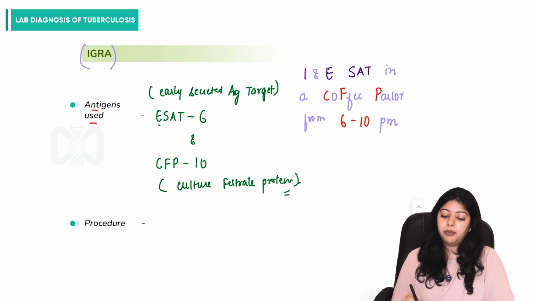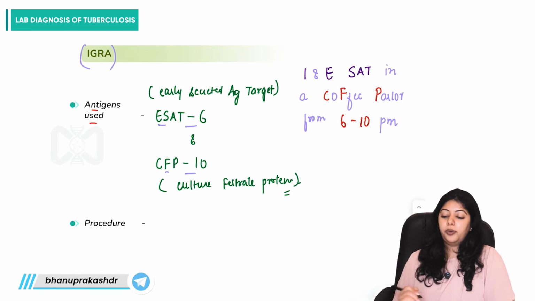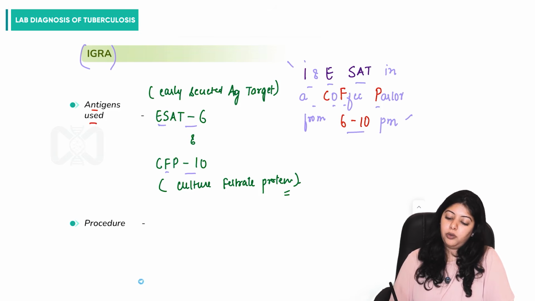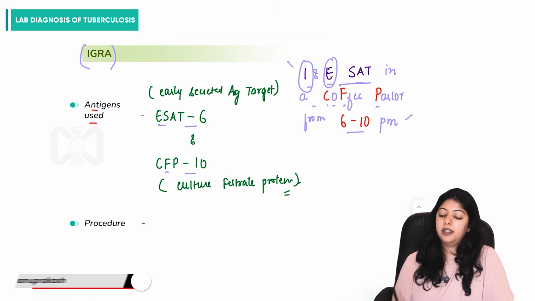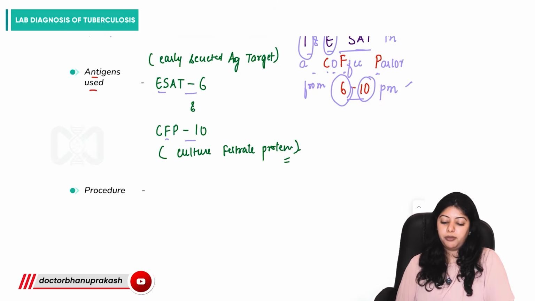So how do you remember these two antigens? This is a very volatile thing to remember. So it is just the mnemonic which says I and E sat in a coffee parlor from 6 to 10 p.m. So I, E sat, CFP 10 and E sat for 6. So this is how you remember it.